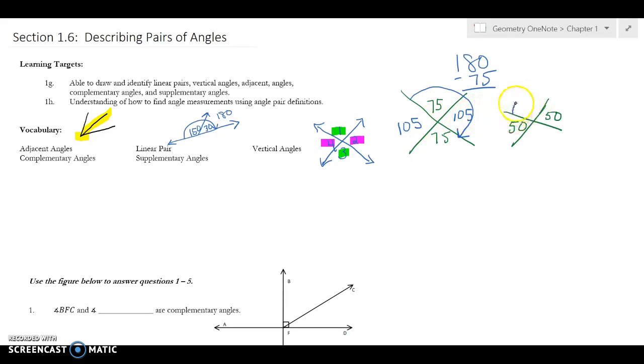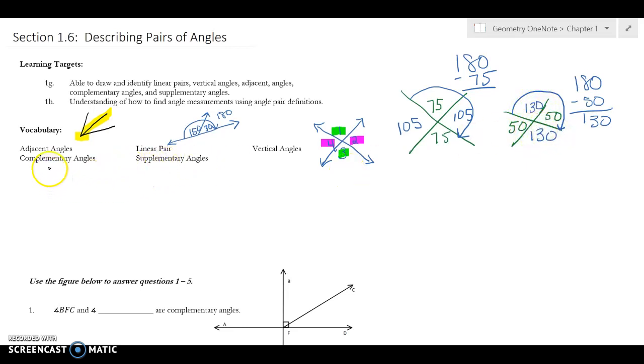Same thing here. These angles make a straight line. And you'll notice I always do this half circle because it helps me remember and see that it's a straight line. And so 180 minus 50 is 130. So if the top is 130, then the bottom is 130.